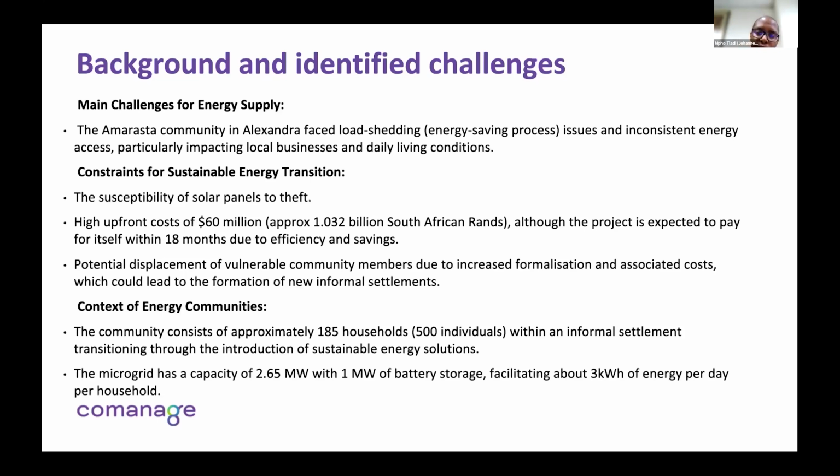In terms of the context of energy communities, the community consists of approximately 185 households, that's 500 individuals, within the context of the city of Johannesburg, which has about 6.4 million people. It's the most densely populated city within South Africa, and everyone flocks to here. It's a phenomenon that's all over the country in terms of metros and big cities. Within an informal settlement that is essentially transitioning through the introduction of sustainable energy solutions. The microgrid has a capacity of about 2.65 megawatts, with 1 megawatt of battery storage, facilitating about 3 kilowatts of energy per day per household. Next slide.